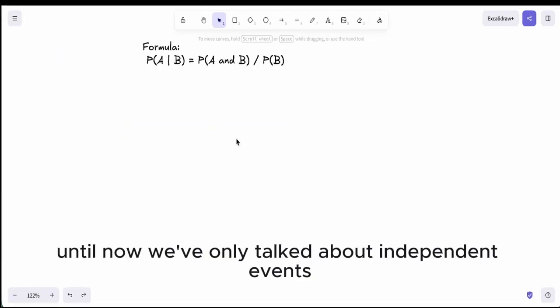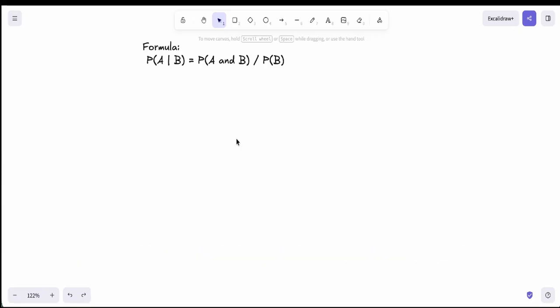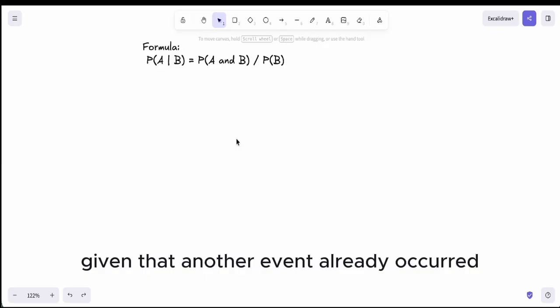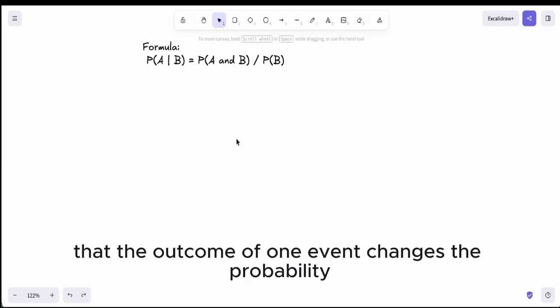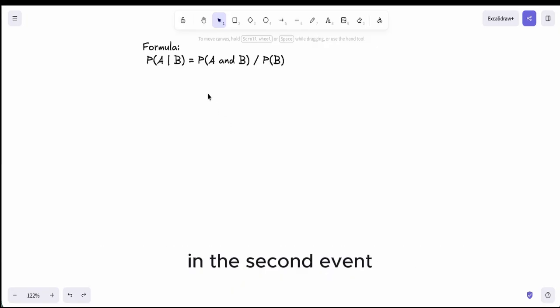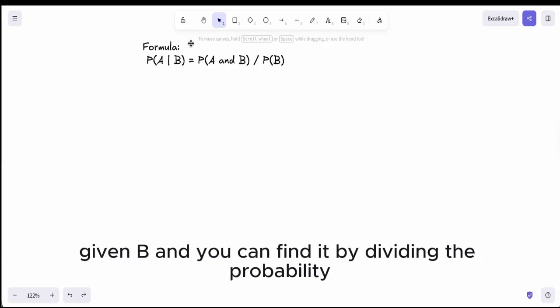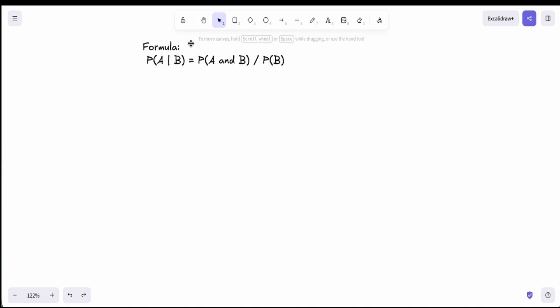Until now, we've only talked about independent events, but sometimes one event changes what happens next. Conditional probability measures the chance of an event given that another event already occurred. One outcome changes the sample space, meaning that the outcome of one event changes the probabilities in the second event. This formula can be read as the probability of A given B, and you can find it by dividing the probability of A and B happening together by the probability of B.